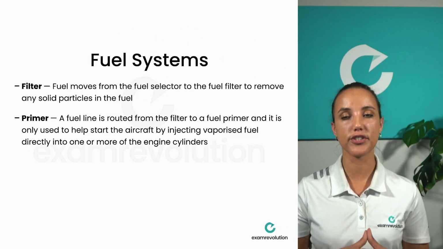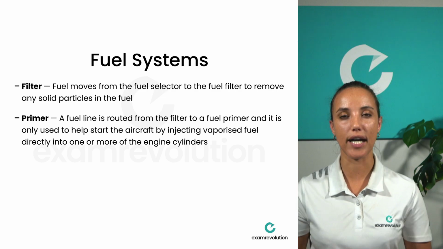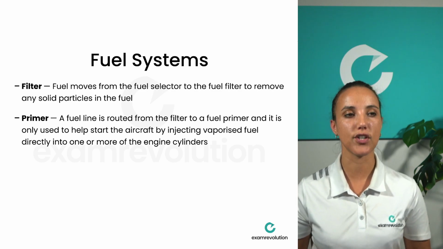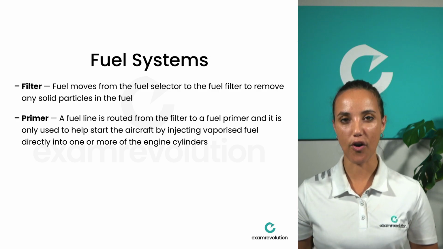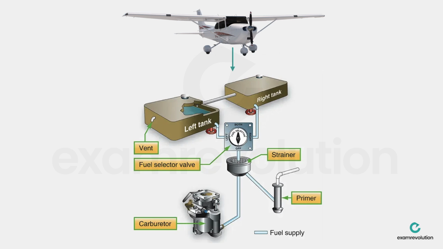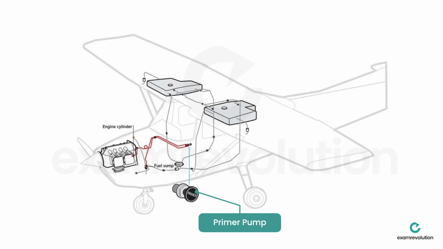Then a fuel line is routed from the fuel filter to a fuel primer, which is only used to help start the aircraft by injecting vaporized fuel directly into one or more of the engine cylinders. So if we have a look at our example again, you can see the fuel goes from the tanks via fuel lines to the fuel selector, then onto a fuel filter, and then you can see two fuel lines from the fuel filter, one going to the primer.